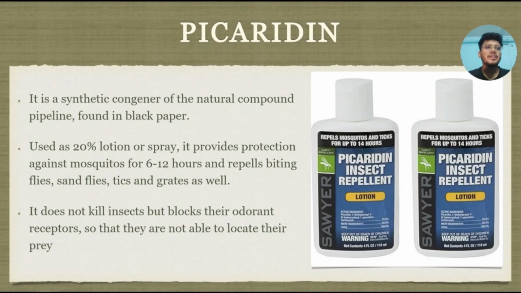The next is picaridin. What is picaridin? Picaridin is a synthetic congener of the natural compound piperine found in black pepper. Used as a 20% lotion or spray, it provides protection against mosquitoes for 6 to 12 hours and repels biting flies, sandflies, ticks, and chiggers as well. It does not kill insects but blocks their odorant receptors so that they are not able to locate the prey.